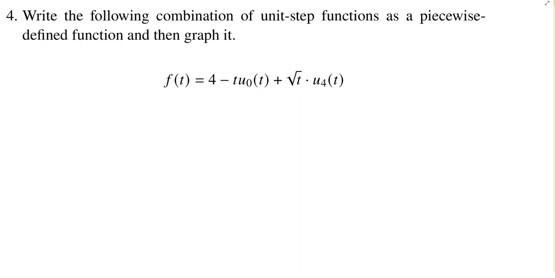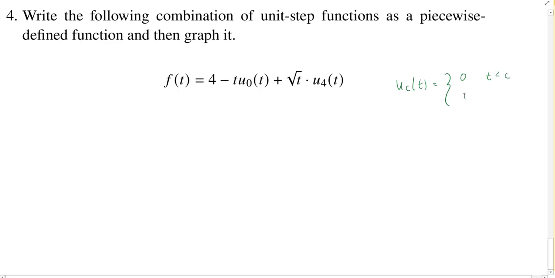So in this one we're given a function in terms of unit step functions. So useful to recall here that when we write u_c(t), this is actually a piecewise defined function. It's defined to be 0 when t is less than c, and 1 when t is greater than or equal to c.